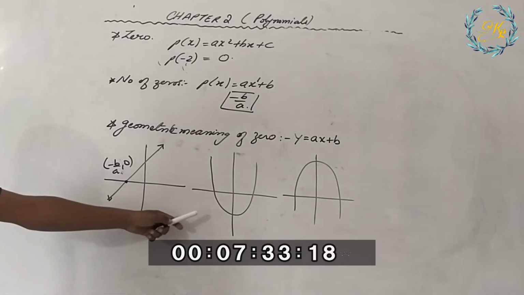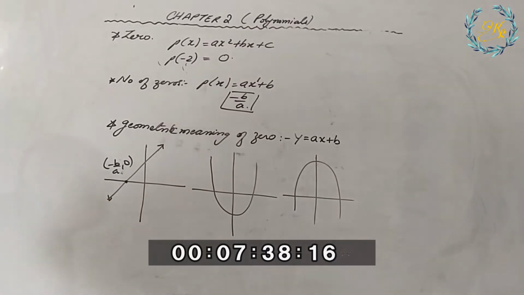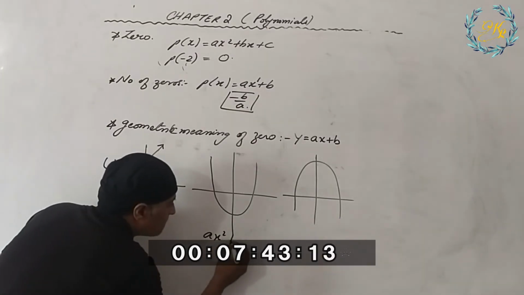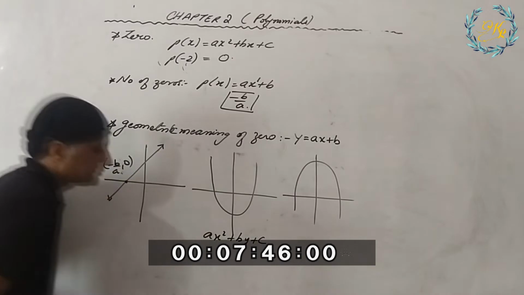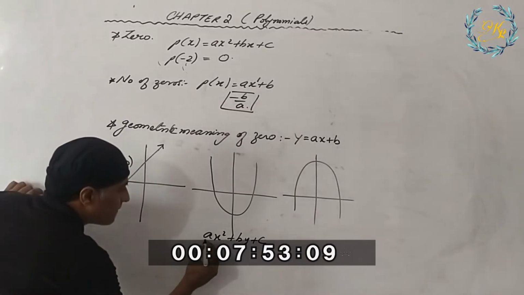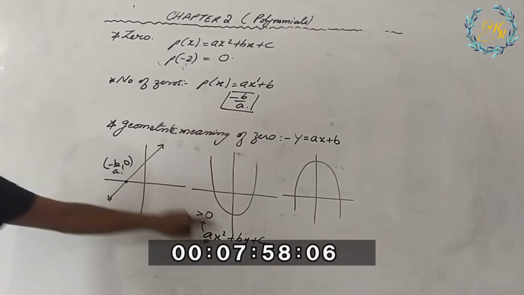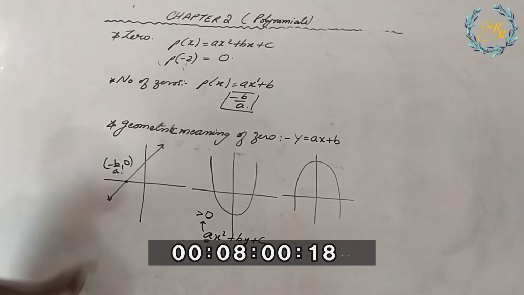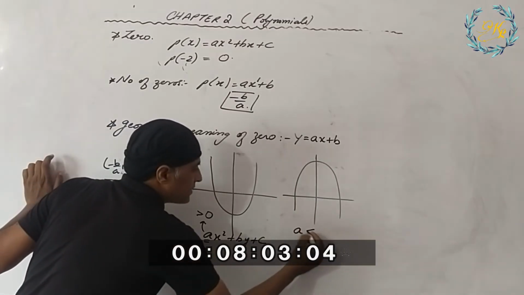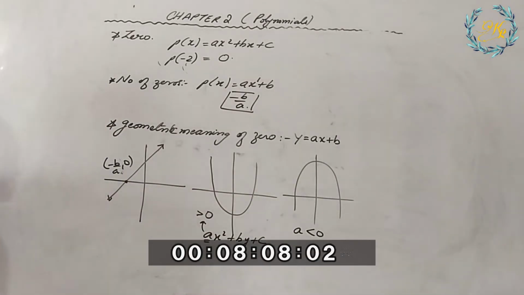Now when you see the graph of a quadratic equation, when you talk about this kind of a graph, ax square plus bx plus c, this kind of a graph is obtained here. Then we see that if the value of a is greater than 0, then the graph will open upwards. If the value of a is less than 0, then the graph will open downwards.